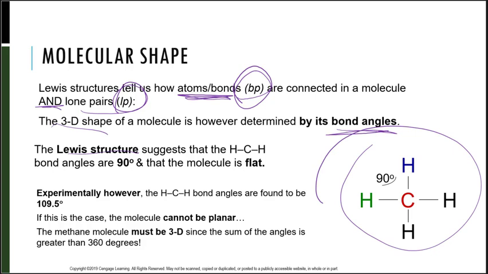When I draw it out on paper, obviously it's flat. And it looks like there's 90-degree angles in between these hydrogens, but there's not. In 3 dimensions, it's been experimentally found that those angles are 109.5. Well, if that's the case, then it can't be planar. This methane molecule must be 3D because the sum of 109.5 times 4 is definitely greater than 360.